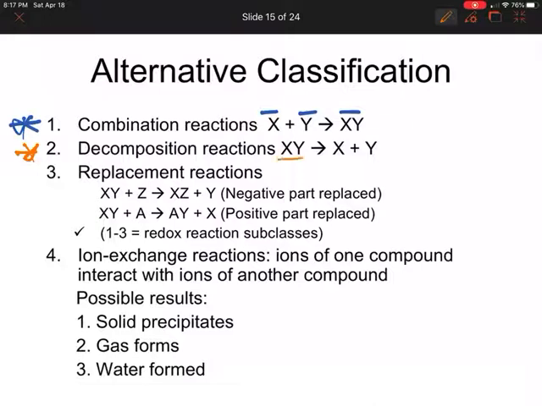The next one is known as the decomposition reaction. So they were together, and then now they are apart. So, they got in a fight or something. Who knows? This next one is the replacement reaction.